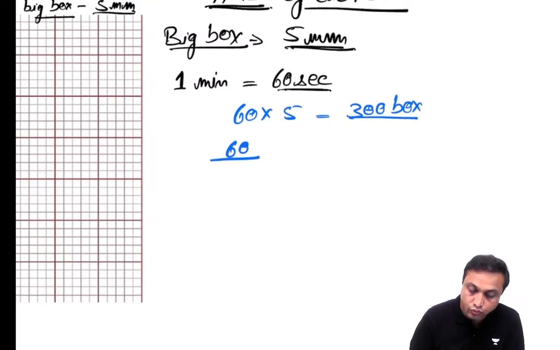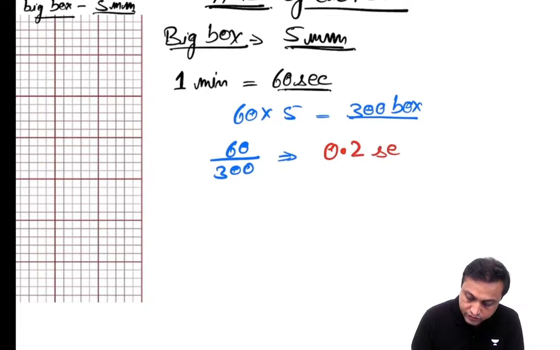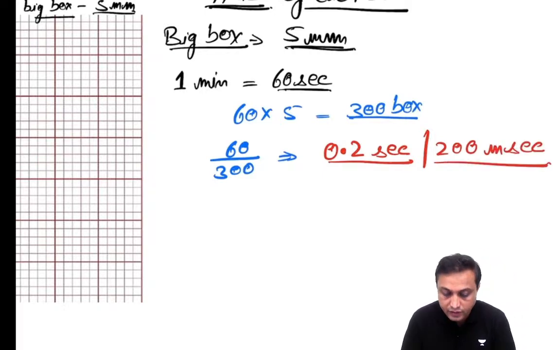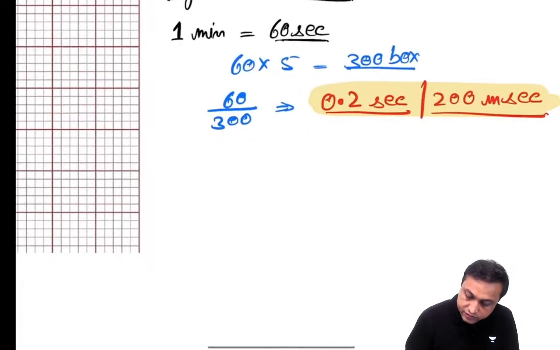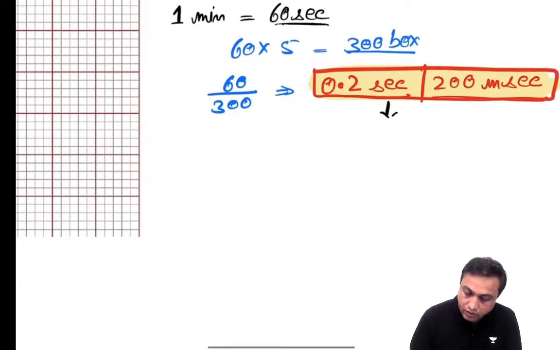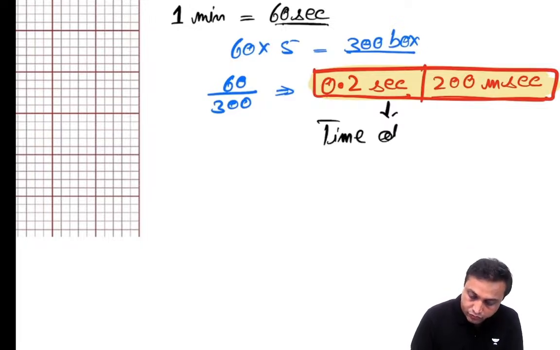So what we are going to do, 60 divided by 300, and we are going to get the exact time. That will be 0.2 second, or if you want to know in millisecond, there will be 200 milliseconds. It will be 200 milliseconds. So guys, underline this very, very important thing over here, that this is the time of, what is this beta? This is the time of a normal big box or one big box.